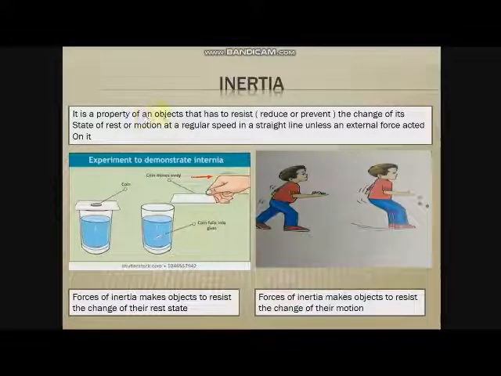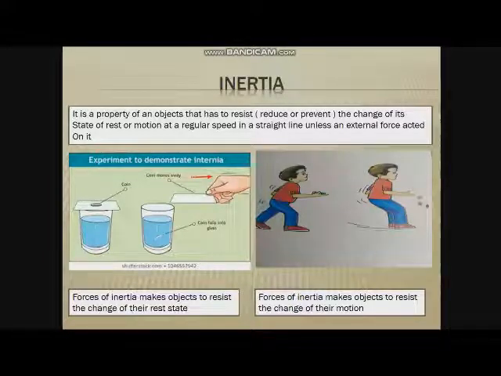Because the objects try to keep the state. When you are in motion, these objects also are in motion. But when you try to change this state from motion to rest, the objects fall downwards. The objects are unable to keep the state of motion. This is because of inertia.